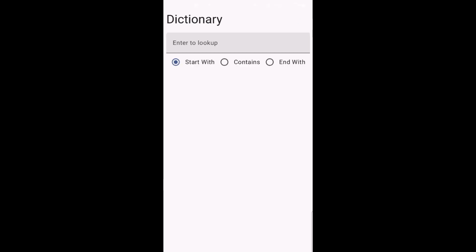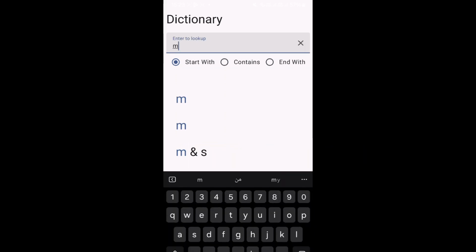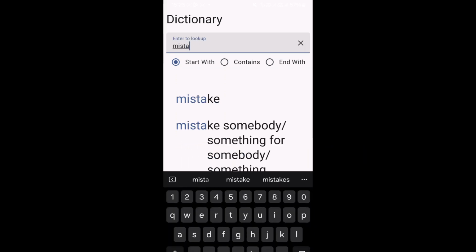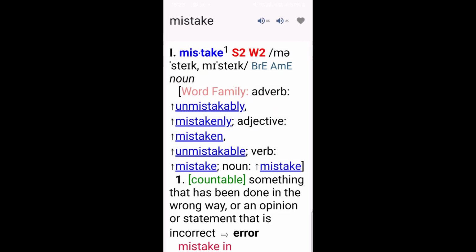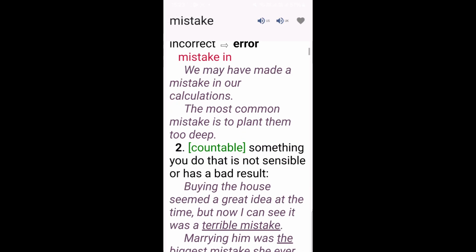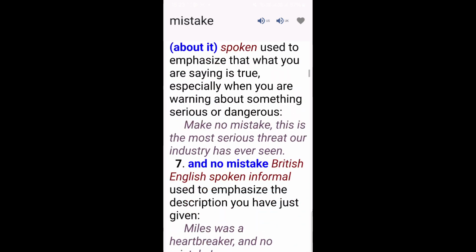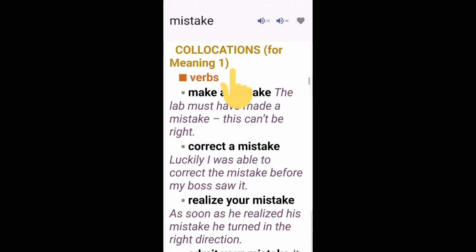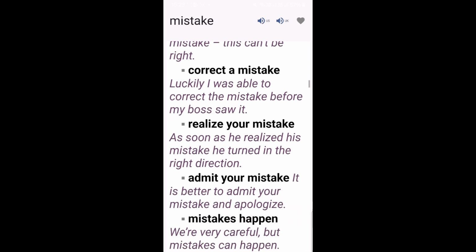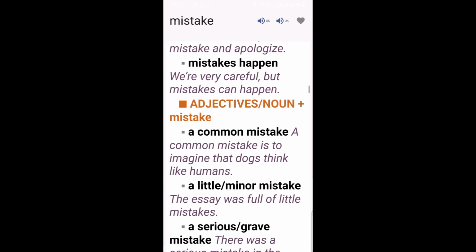The next step is checking collocations. A collocation is like a word friend, words that naturally go together in English. For example, let's check the word mistake. When we look it up in the dictionary, we see different types of collocations. Verb plus mistake: make a mistake, realize a mistake, correct a mistake. Adjective plus mistake: big mistake, common mistake, serious mistake.